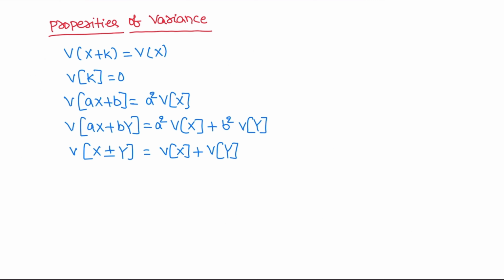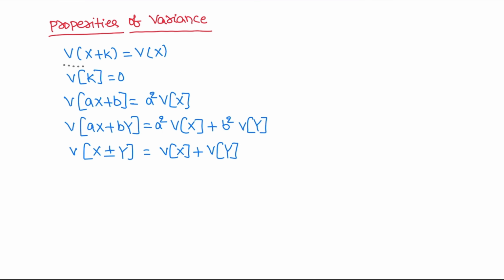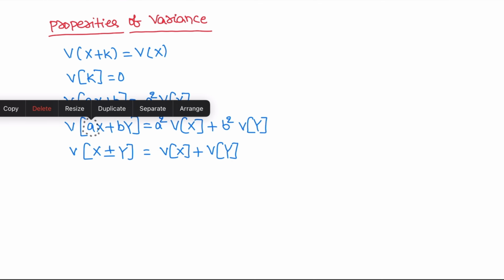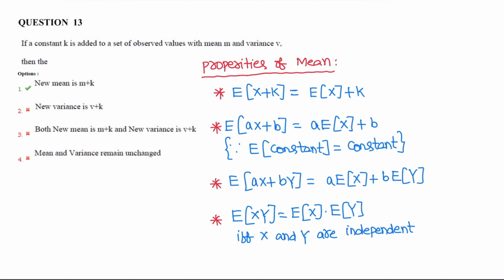Similarly, let us see the properties of variance. Variance of constant is 0, but mean of constant is constant itself. Variance of x plus k is variance of x. Variance of ax plus b is equal to a square variance of x. Variance of ax plus by is equal to a square variance of x plus b square variance of y. Variance of x plus or minus y is equal to variance of x plus variance of y. Only plus symbol is here. Variance of x minus y is equal to variance of x plus variance of y. So based on these properties, try to solve this question 13.